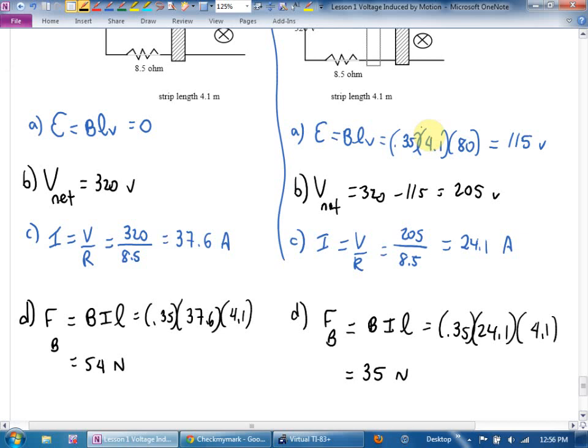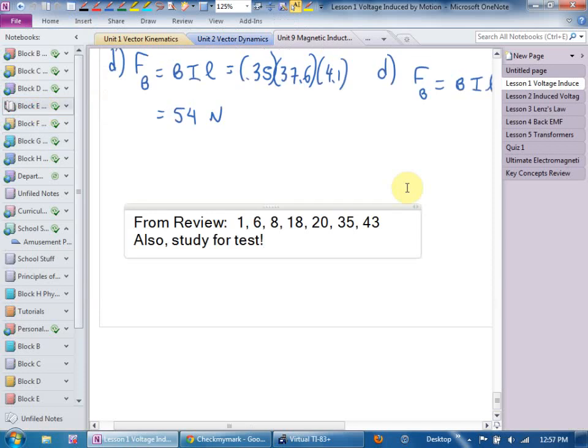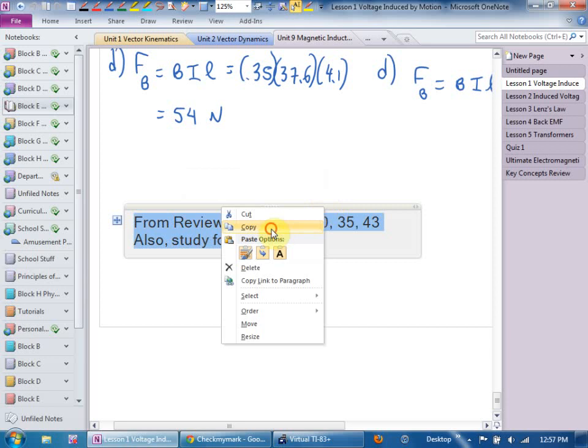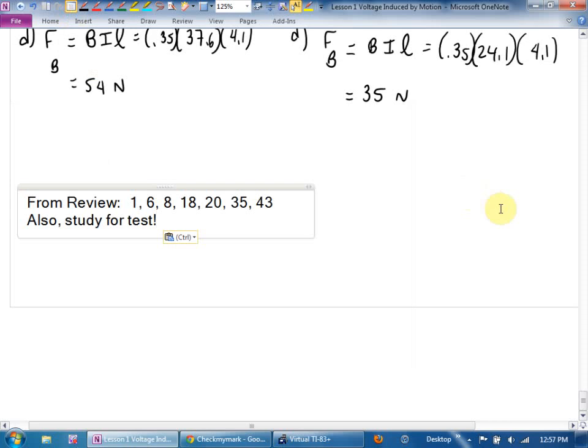What's your homework? You'll notice on purpose I didn't attach questions to this. Instead, your homework is going to be from the great big unit review. You can do 1, 6, 8, 18, 20, 35, 43. And you can also work on last unit review and right-hand rule assignment, both of which are due Thursday, studying and getting ready for your test. I guess you can also work on amusement park physics if you haven't finished that.